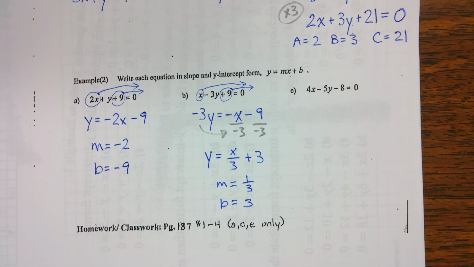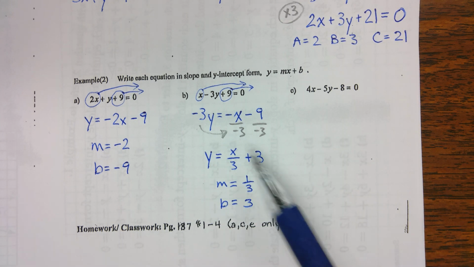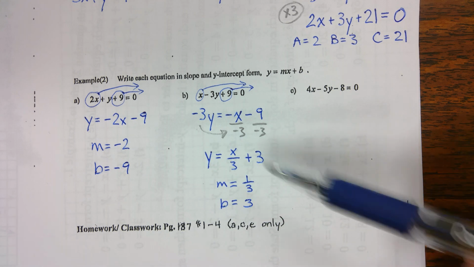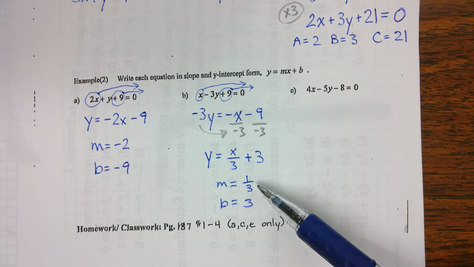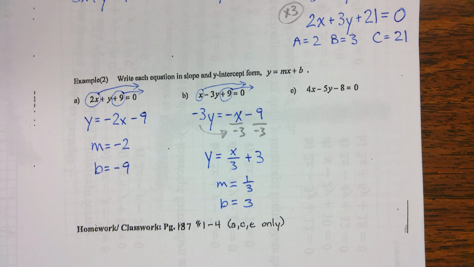Is it okay for m to be a fraction? Yes, definitely. It does not have to be an integer. If you multiply everything back by 3, you're just going back in a loop. You're just going in circles. On the test, on the assignment, I do want the fraction. Don't change it to a decimal. Slope should always be represented in a fraction if possible.